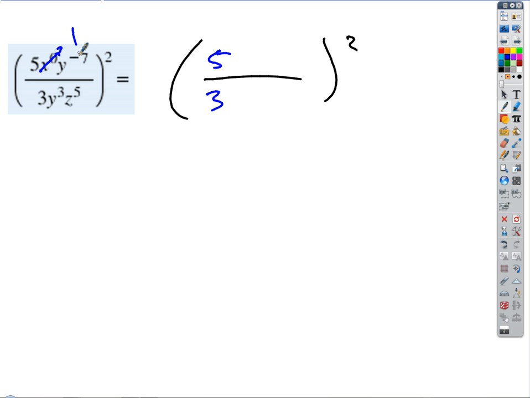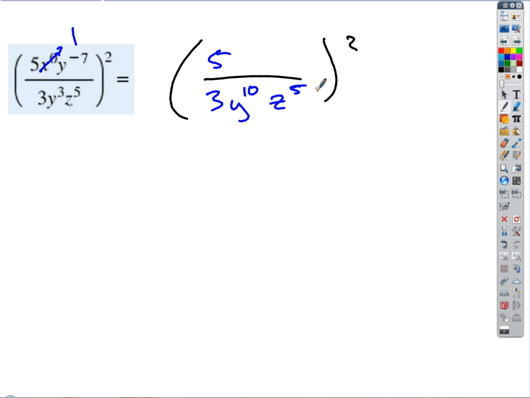Okay, what about the y's? Well, I've got a y on the top and a y on the bottom. What's my rule for dividing powers? Whatever you go with the positive value. Good. We're going to keep the base where it has the most power, which is on the bottom, and subtract the other exponent. So on the bottom, we get y to the 3 minus negative 7, which is plus 10. Right? Okay, and then z to the 5th on the bottom.